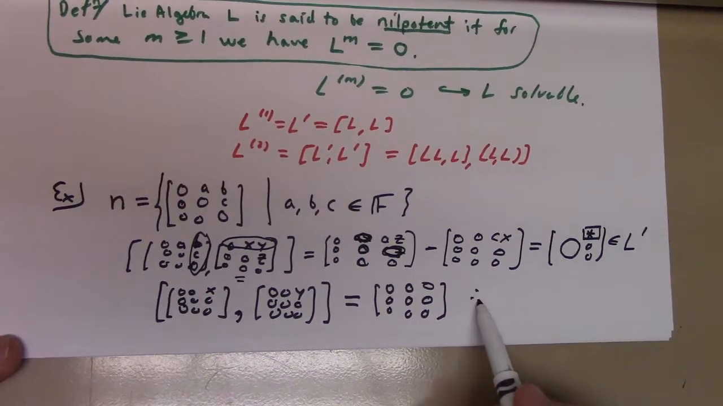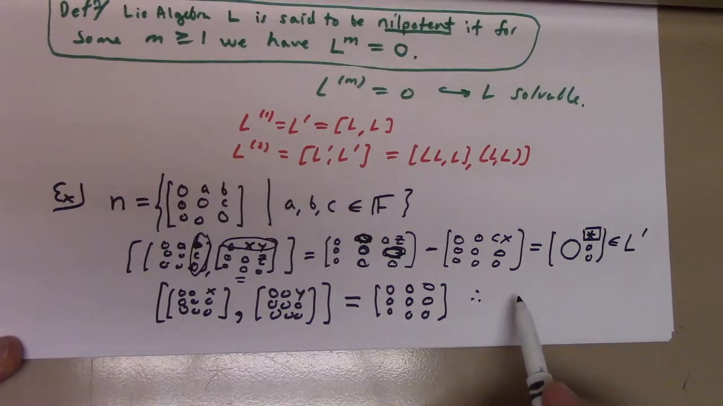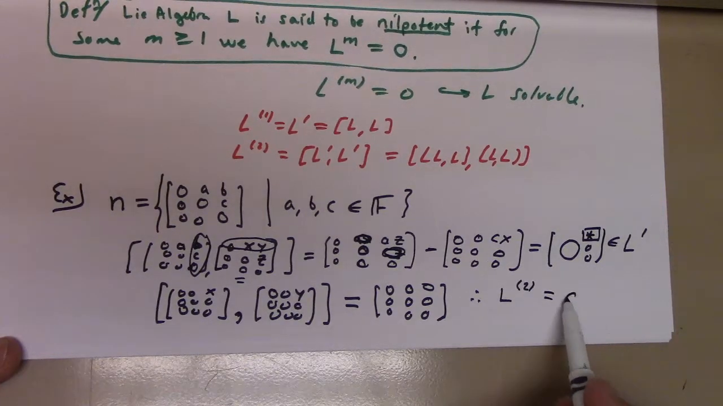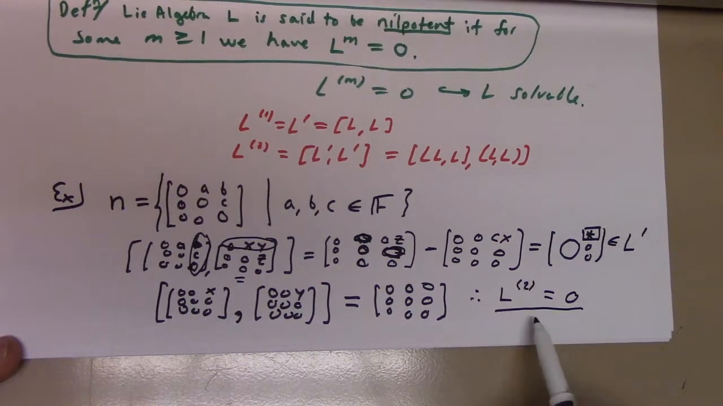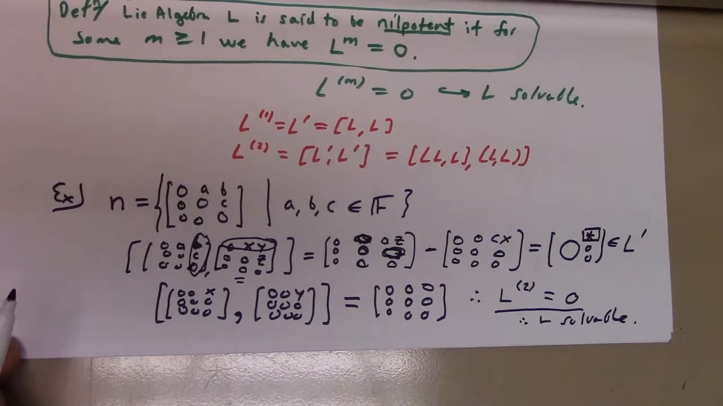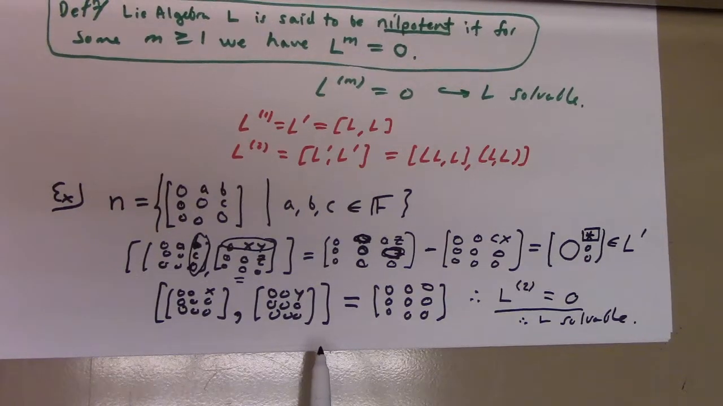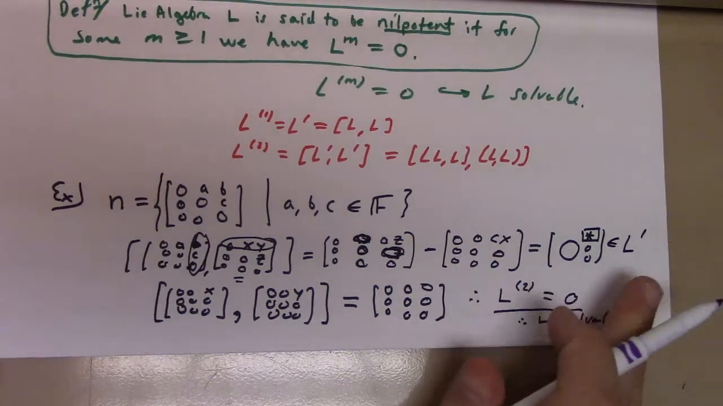Those are zeros as well. So this just shows that L bracket 2 is equal to 0 now. That means that L prime is solvable. We need to check this with L itself, right? So we should really look at it.